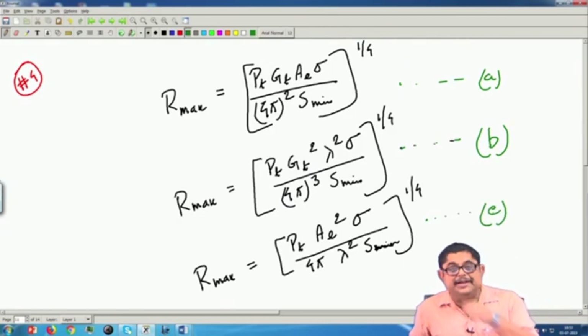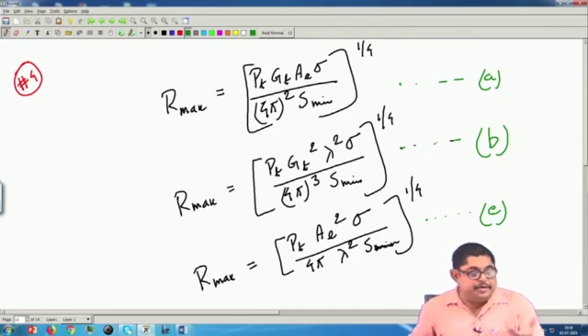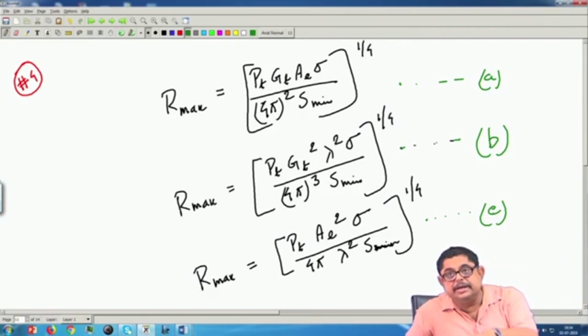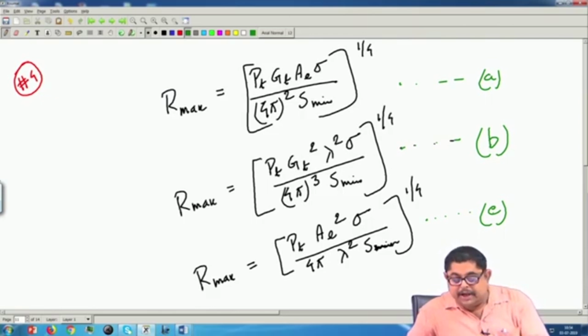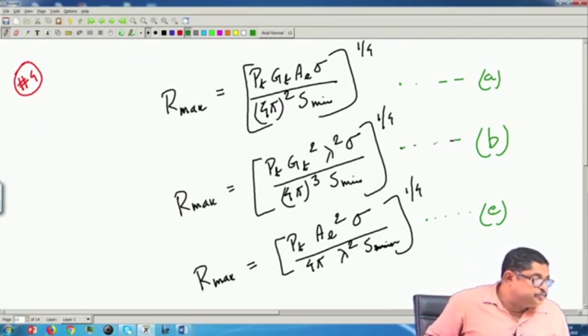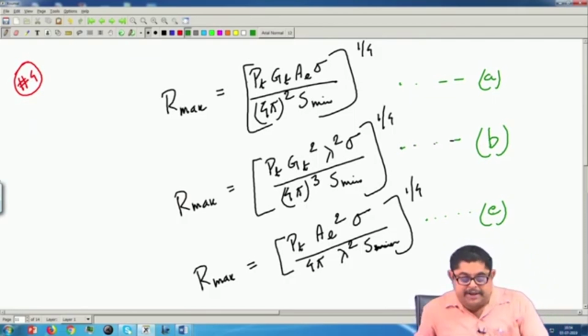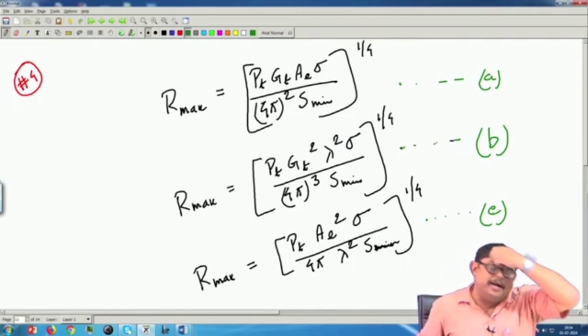Now, the interesting thing is you see that in the first equation the lambda is not present explicitly. In the second equation lambda is in the numerator. In the third equation lambda is in the denominator. So, the question is how does the radar range vary with lambda?